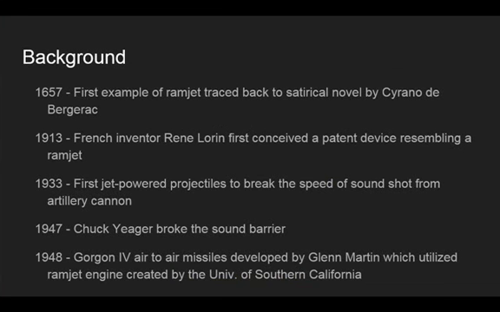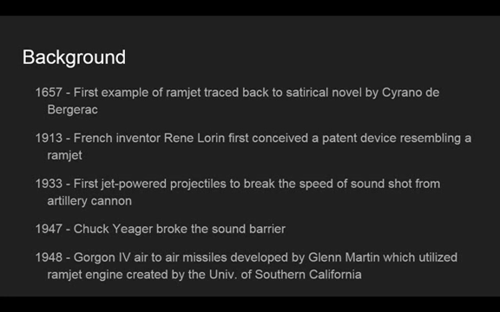Ramjet engines can be traced back to about 1657, when the first example was introduced in a satirical novel by Cyrano de Bergerac, a French writer whose old novels were presented and published upon his death, and he was credited for the first idea of a rocket-powered engine.